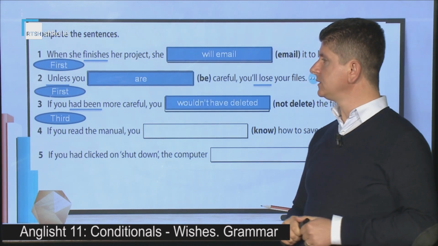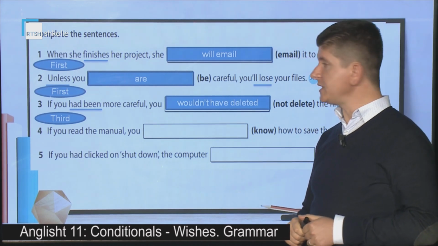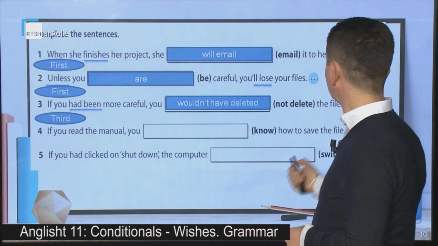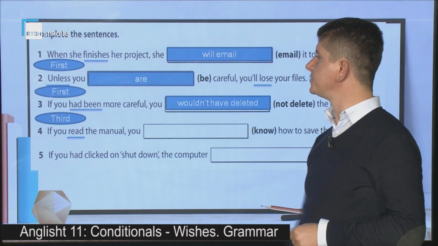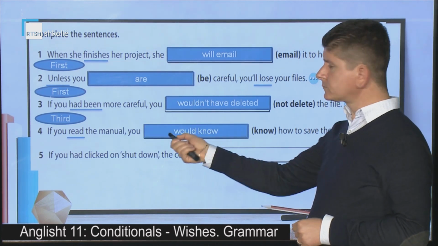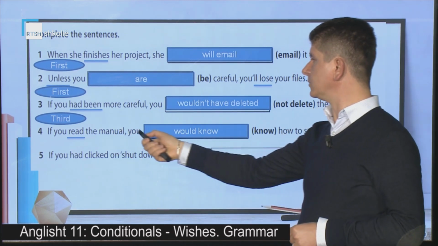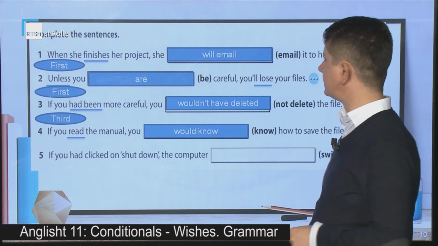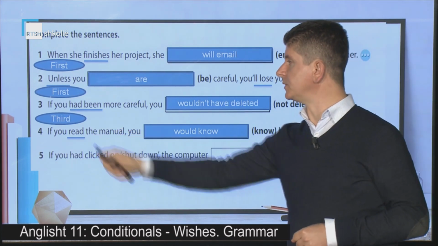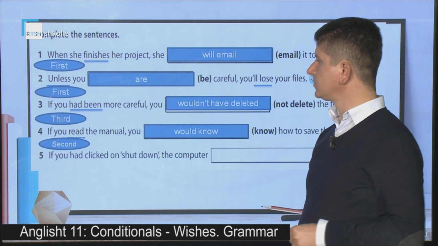The fourth example: "If you read the manual, you know how to save the file." The verb here is "read," and it is a second conditional sentence because "if you read the manual, you would know how to save the file." It is a past simple verb here. So it is a second conditional sentence.